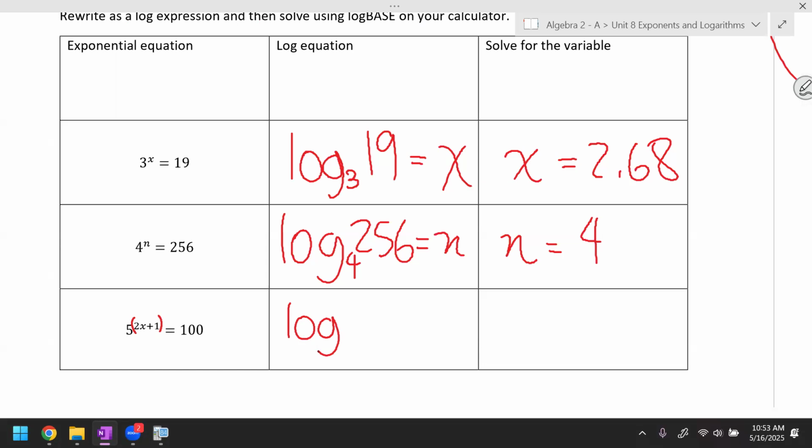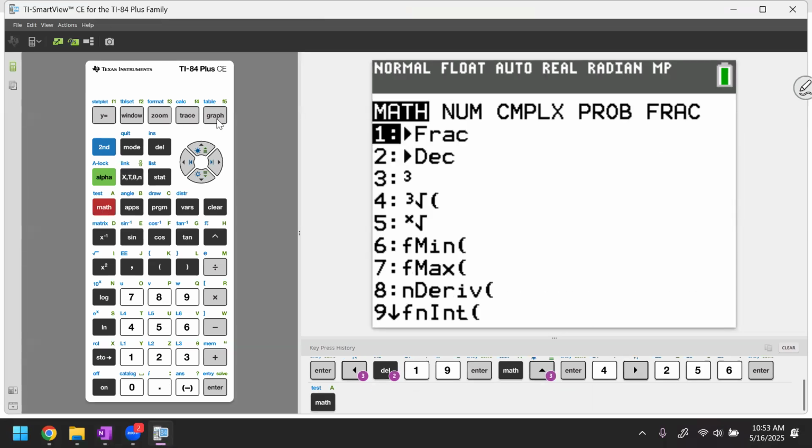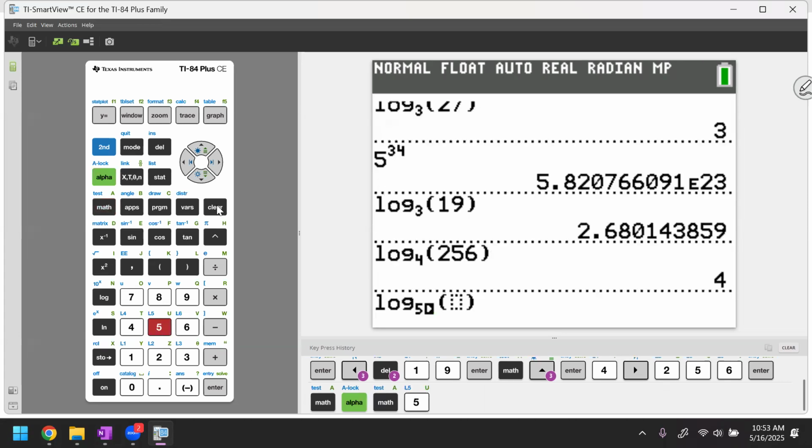If I take a log base 5 of both sides, I'll get log base 5 of 100 equals 2x plus 1. Okay, and now I have to solve this. I can't just immediately solve this, but luckily log base 5 of 100 is just a number. So there, log base 5 of 100.